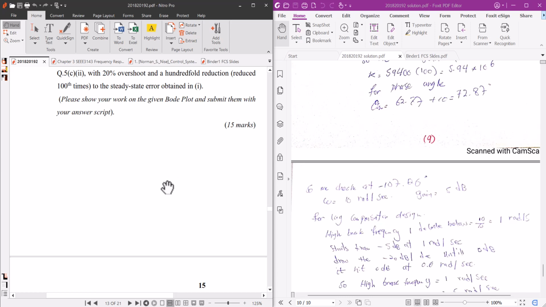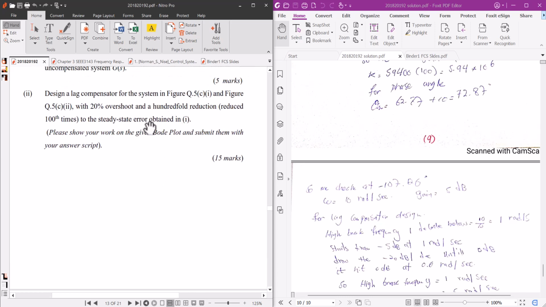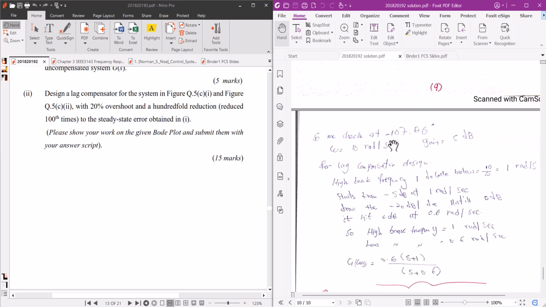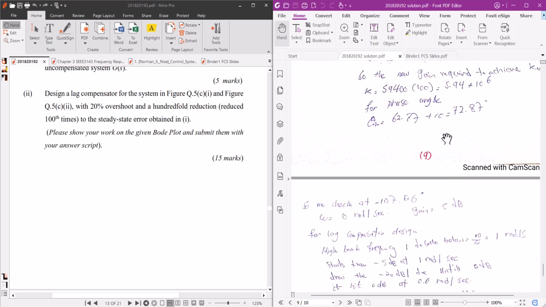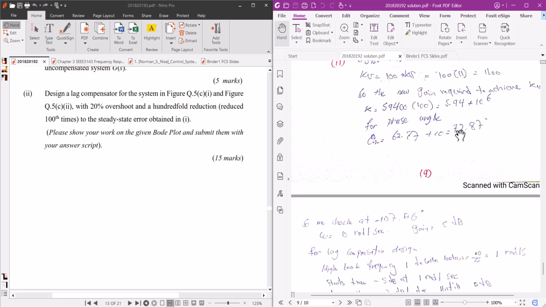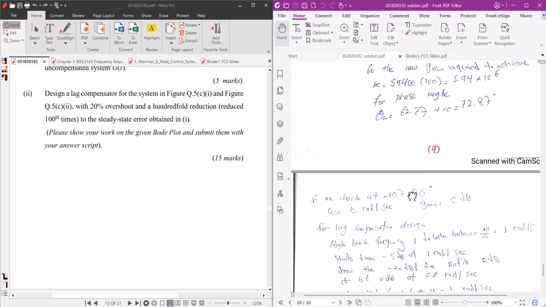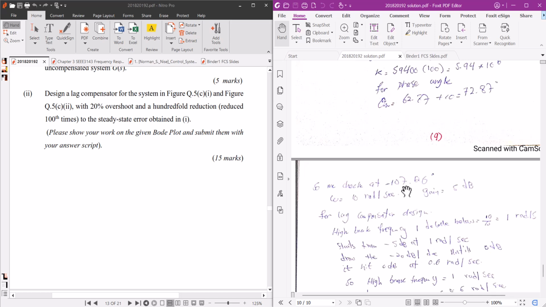20% overshoot, 100-fold reduction in steady state error. Design a lag compensator for this. Okay, so check at minus 107. How did you get minus 107? 180 minus this angle, 72.87, which you get by adding the 10 degree margin. From 180 minus this, you will get minus 107.26. So this you have to check at this degree, minus 107.26. So let us check here.